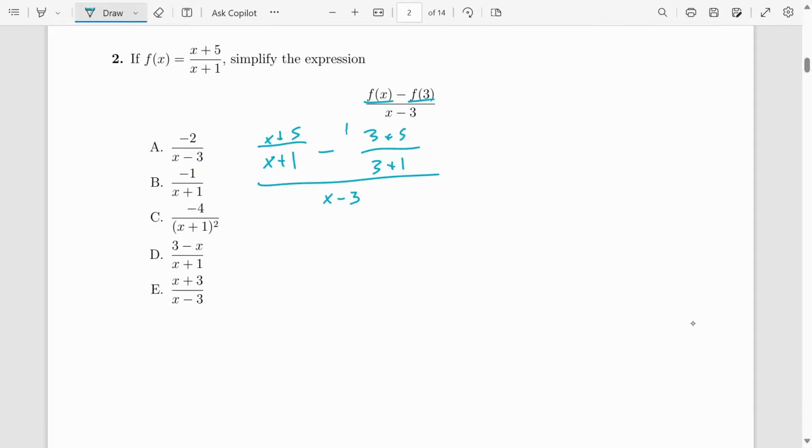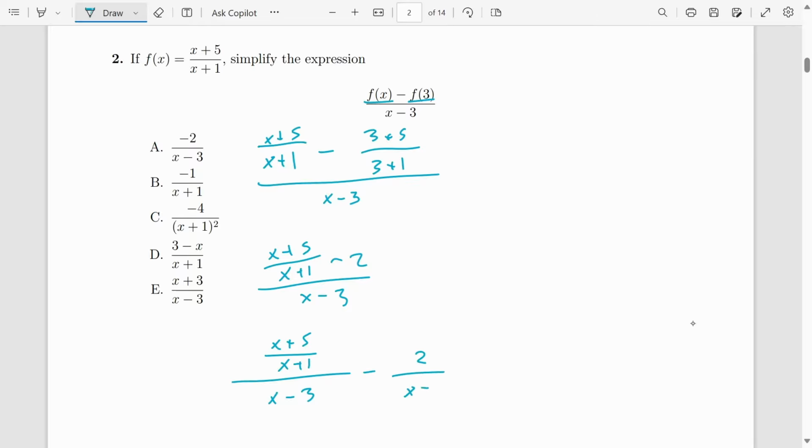So simplifying first, let's probably do this. 3 plus 5 is 8. 3 plus 1 is 4. 8 divided by 4 is 2. So x plus 5 over x plus 1 minus 2, not plus, all over x minus 3. What we can probably do now is fracture this off into two different fractions that are being subtracted. So this will be x plus 5 over x plus 1 all over x minus 3 minus 2 over x minus 3.